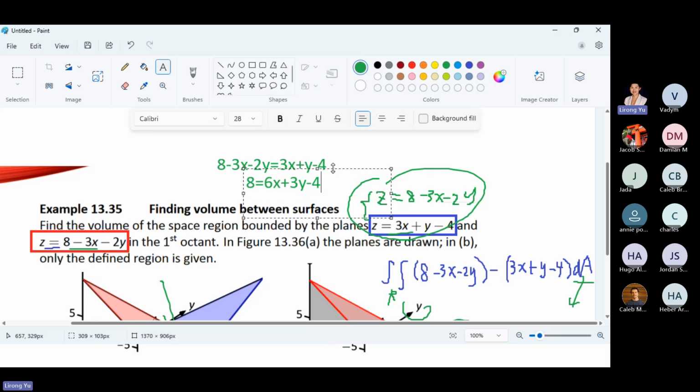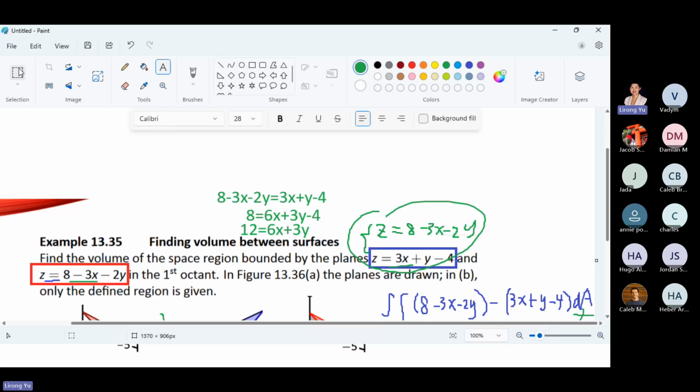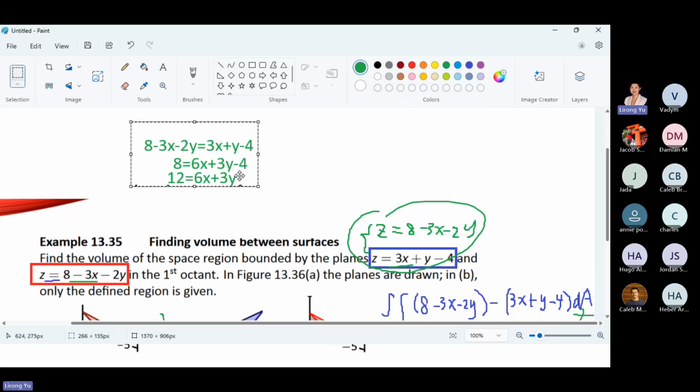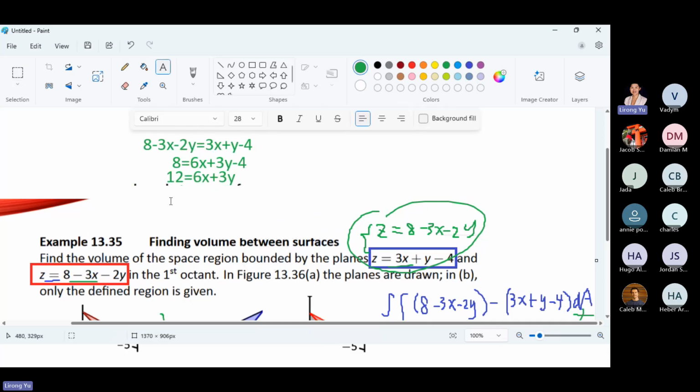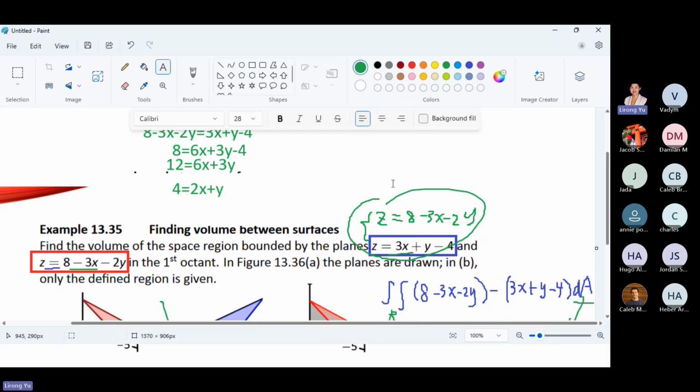Try to simplify this equation. Then we can move the 4 to the other side of the equation, and we have 12 equal to 6x plus 3y. There's a common factor of 3, so we divide both sides of the equation by 3. Then we have 4 equal to 2x plus y. Right, and then we can determine whether we're going to do dy dx or dx dy.